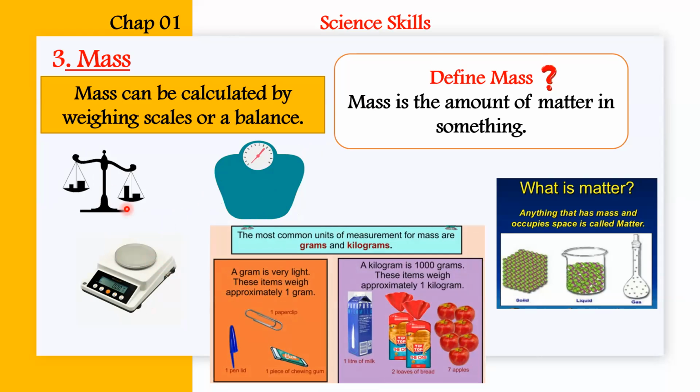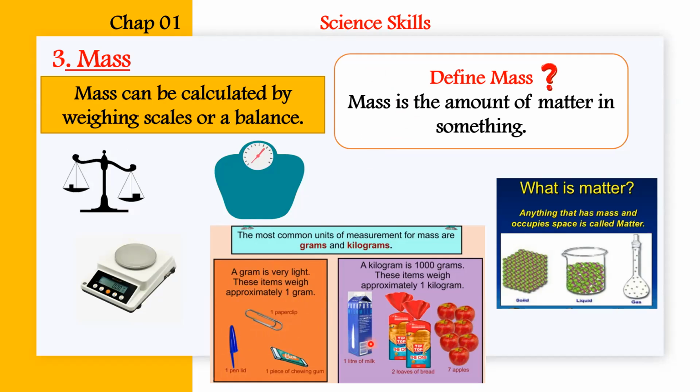The most common units for measuring mass are grams and kilograms. Grams are the smaller unit and kilograms are the larger unit. A gram is very light. This item weighs approximately 1 gram. You can clearly see a paper pin, a pin lead, or a piece of chewing gum. These are very small and have very little mass, so you can measure them in grams.